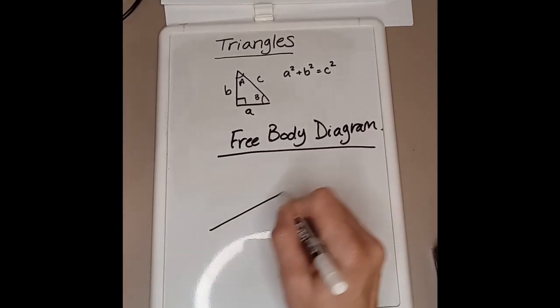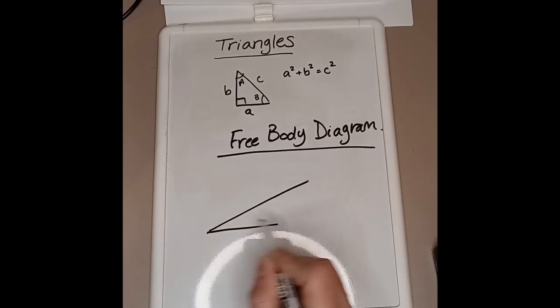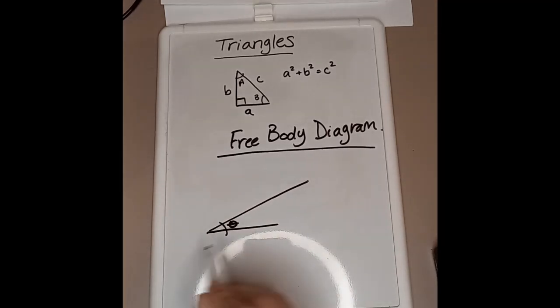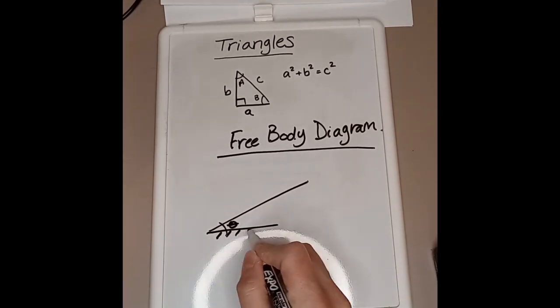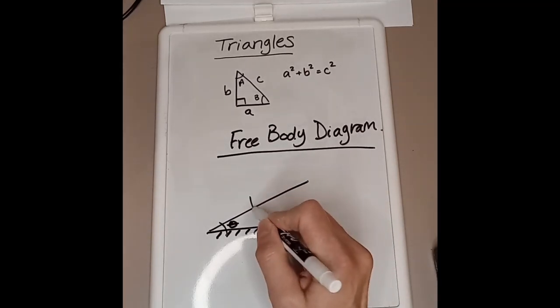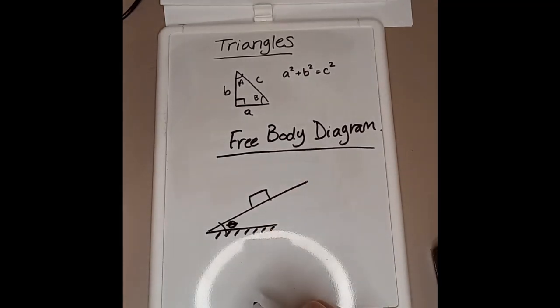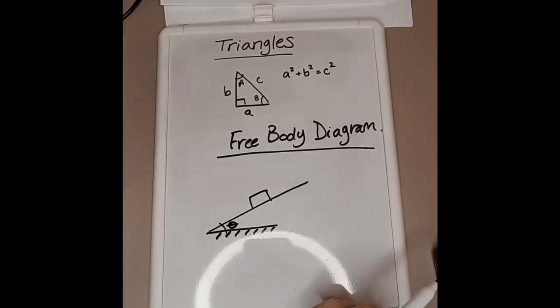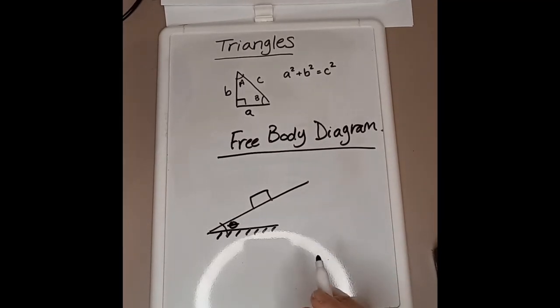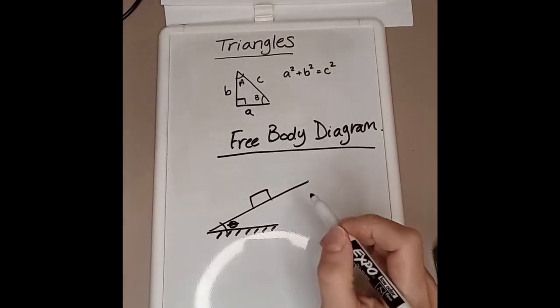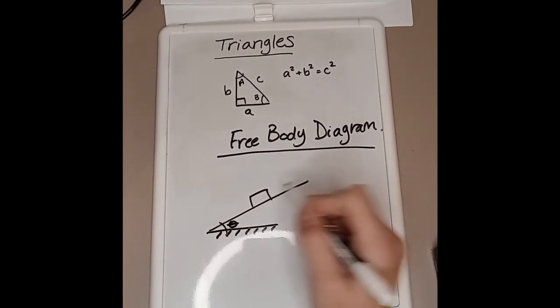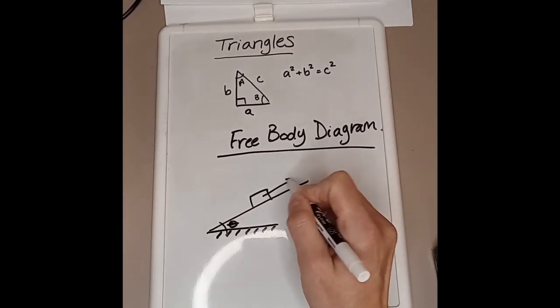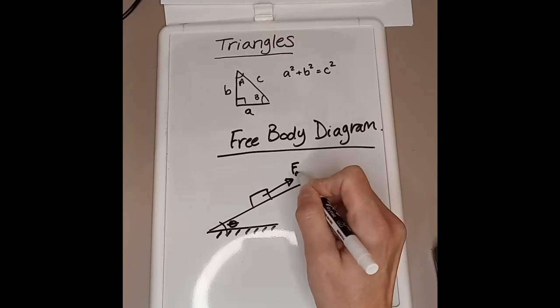So you'd have your incline here. It makes some angle, theta, with the ground. You'd have your box sitting on your incline. And then you start to apply all the different forces to it to figure out whatever you want to do, like how much force do you have to apply. So if we're trying to pull this box up an incline, this would be our applied force.